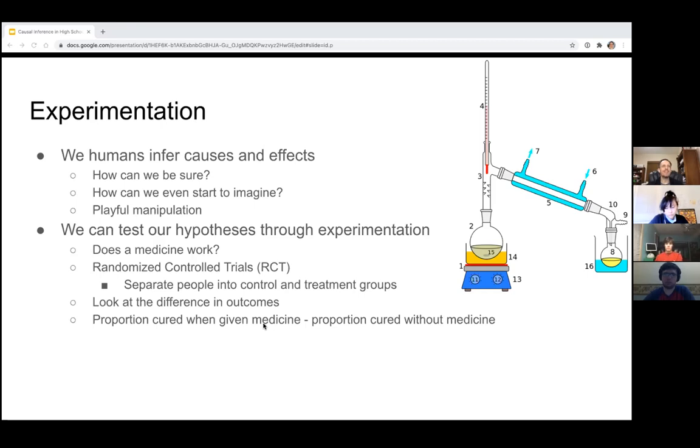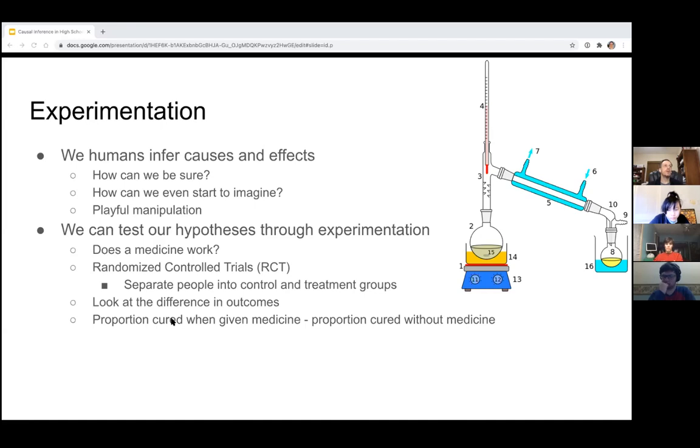But can anybody see what's wrong with it? If the proportion cured when given the medicine is 75% or 0.75, is that a good thing or a bad thing? It just means you don't understand the attributes between the people cured and the people not cured.